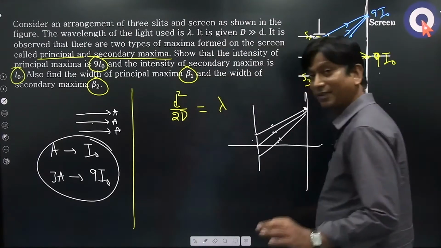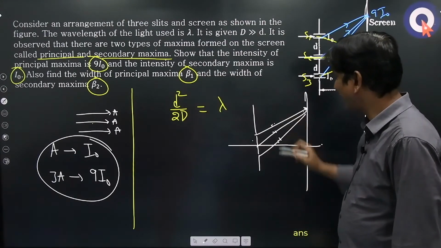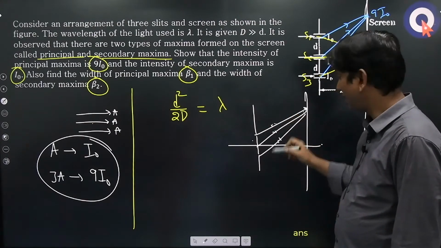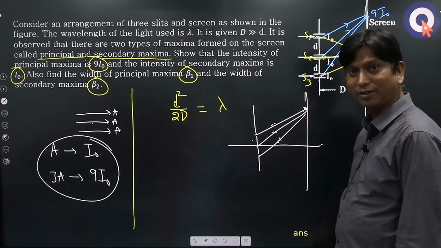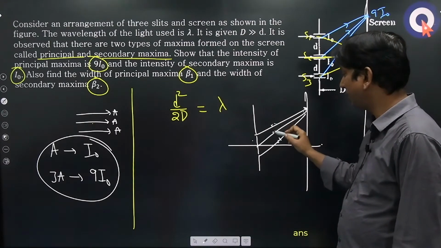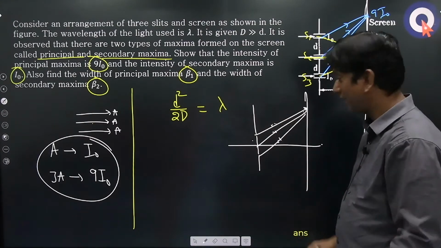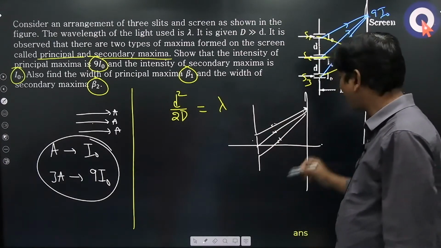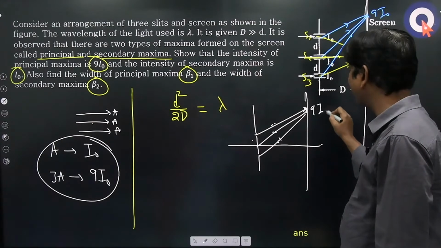Agree or not? First, this one will reach. This is reaching faster than this, and this is reaching faster than this. Right or not? So completely, this will lag. So this will lead by this by an amount 2 pi if you take, and definitely this will lead by this by an amount 2 pi only. So compulsorily that time you will get 9 I naught.